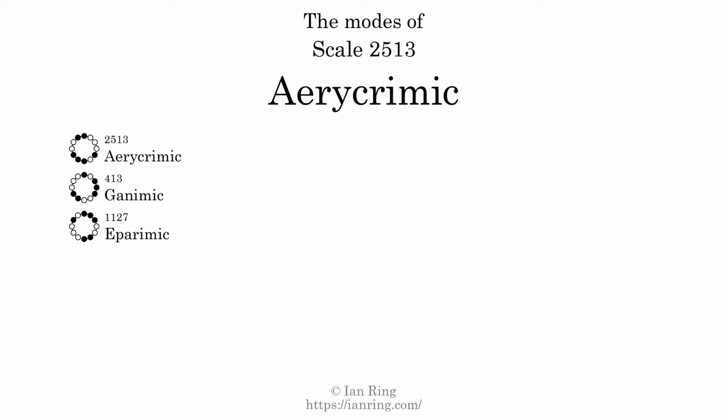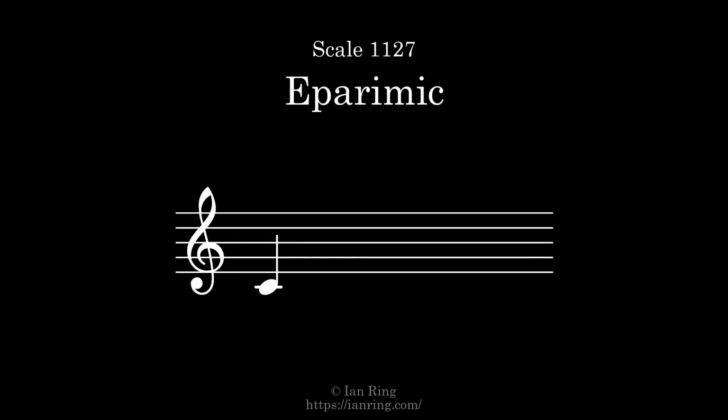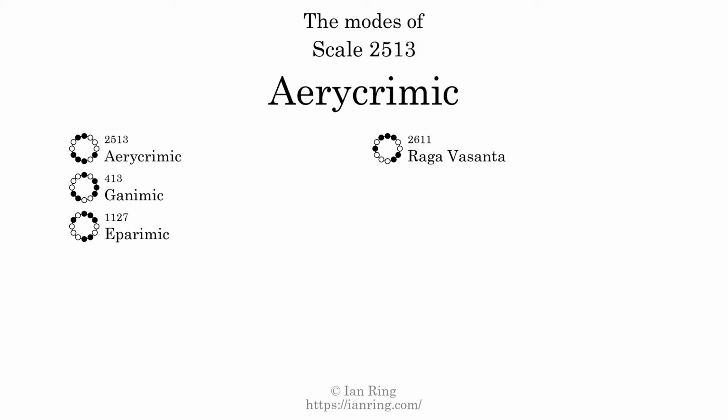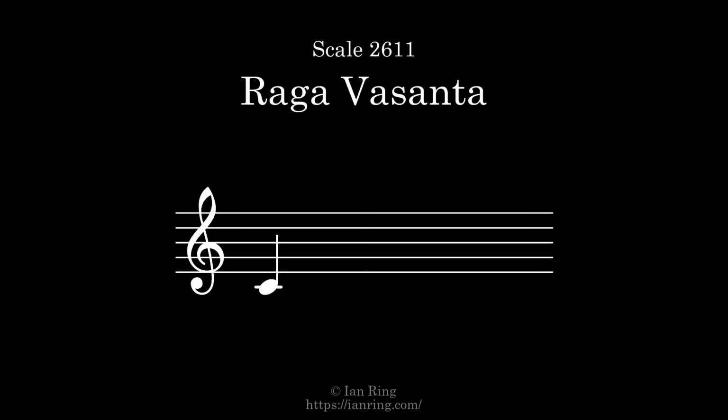The third mode is scale 1127, also known as Aerycrimic. It sounds like this. The fourth mode is scale 2611, also known as Raga Vasanta. It sounds like this.